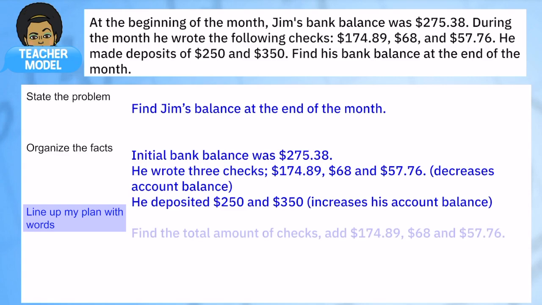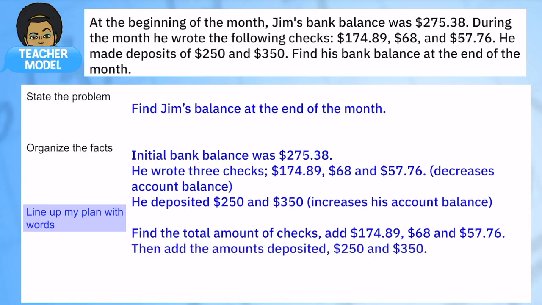So let's see. I need to find the total amount of checks by adding $174.89, $68, and $57.76. So that's everything he wrote in the check. I'm going to add those three numbers together. I want to find out how much he's writing in checks. Then I'm going to add up how much he's depositing in his checks. I'm going to take those two numbers and add them up.